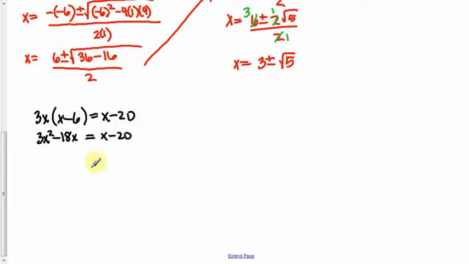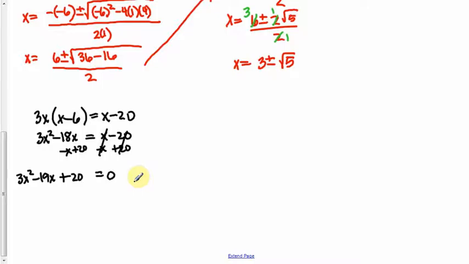And then I need to move everything to the left side with my x squared term so that it will be equal to 0. So I would need to subtract this x. And what do I need to do with the 20? It's minus. What would I need to do with it? Add it, right? To get 0 on the right side, because that's what we needed. So you have 3x squared, negative 18x and negative 1x makes negative 19x plus 20 equals 0.